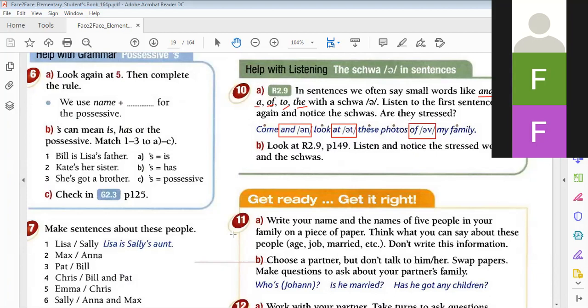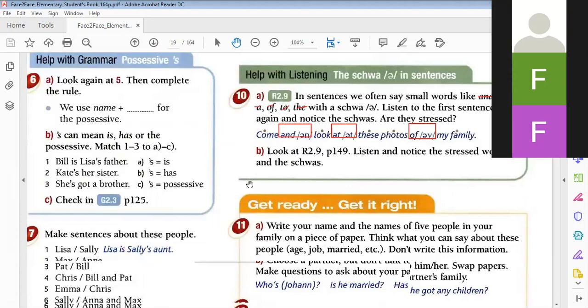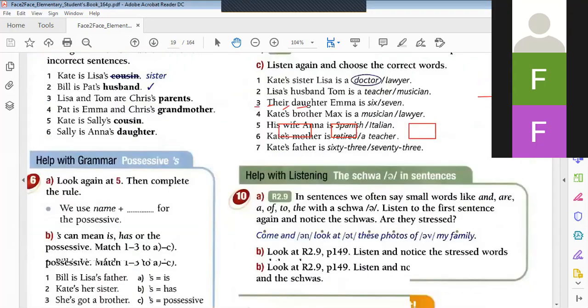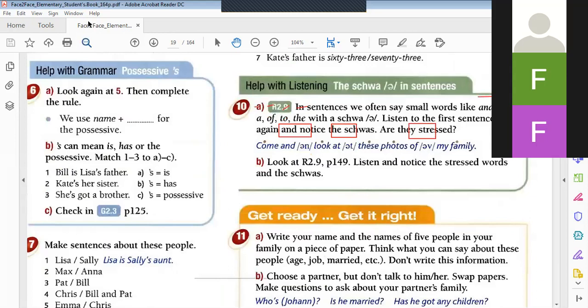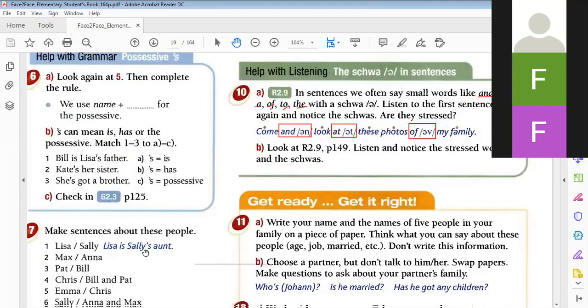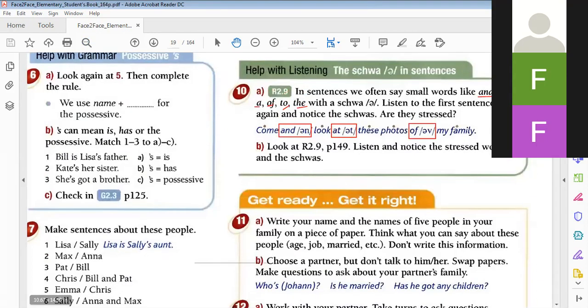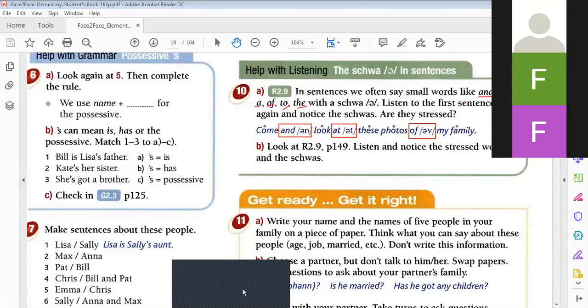Okay, so focus a bit at the beginning of the conversation. I want you to listen to the first sentence, and notice how these words are pronounced. So let's go back in the listening. Max's wife, Anna. Sally is Anna and Max's daughter. Come and look at these photos of my family.